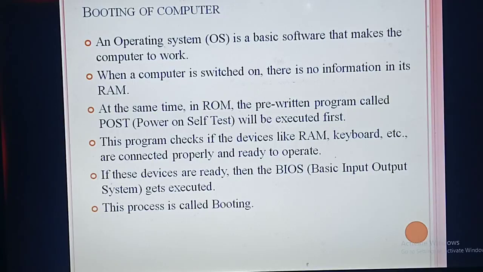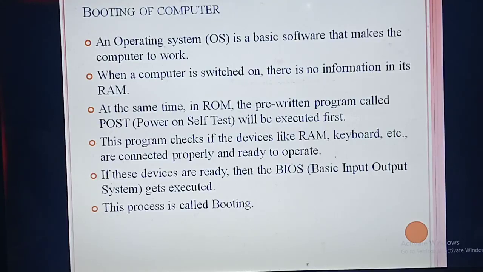So what's the use of this power on self-test? This program will check what devices are connected to the computer. Maybe it's a keyboard or monitor or projector or printer, RAM, hard disk, motherboard, etc. A lot of devices are connected to the computer. So it will check whether all the devices are connected properly and ready to operate properly. That's the use of POST.